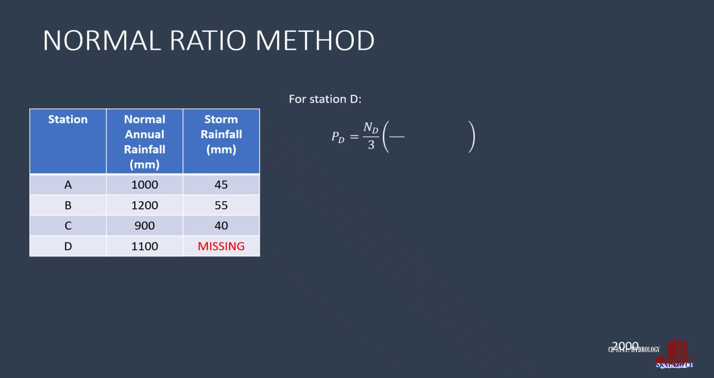The equation is the ratio of the normal annual rainfall of the station with missing data and the number of adjacent stations, multiplied by the ratio of the precipitation and the normal annual rainfall of each station. From the example, the missing data of Station D is taken as the normal annual rainfall of Station D, which is 1,100, divided by the number of surrounding stations. Then multiply by 45 over 1,000 plus 55 over 1,200 plus 40 divided by 900. This is simplified as 49.6 millimeters.